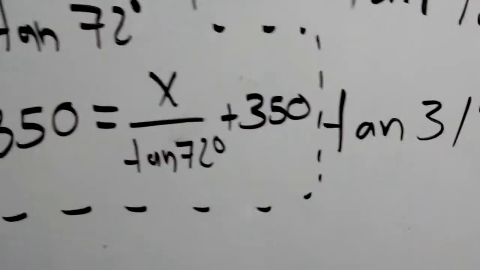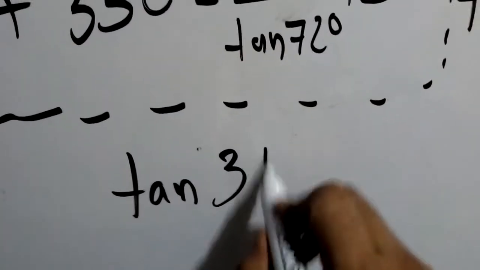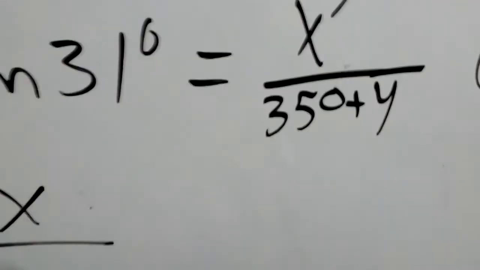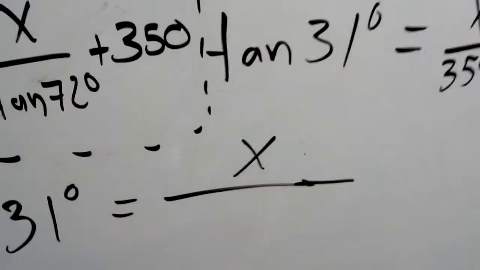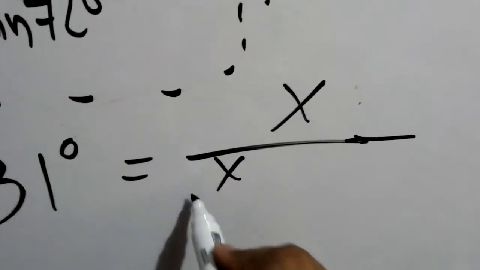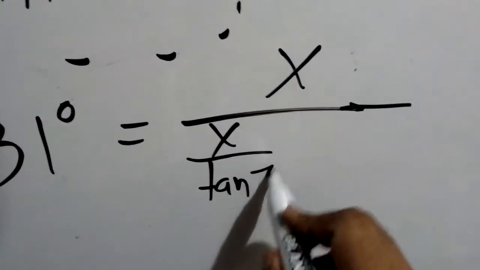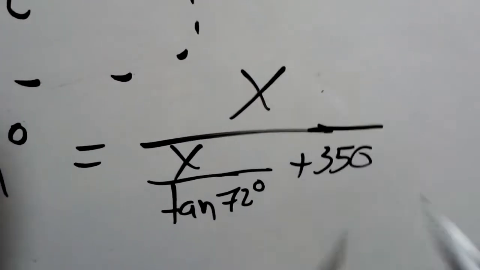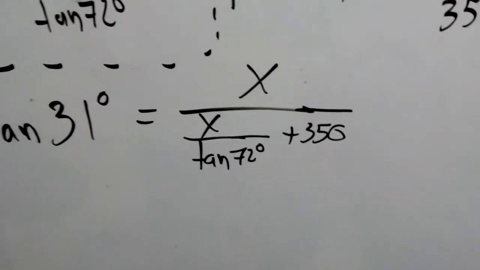So you have the tangent of 31 degrees equal to x over, but now instead of writing this, I will write this because they are equal. So it's x over the tangent of 72 degrees plus 350. Looks kind of ugly, so let's simplify it.